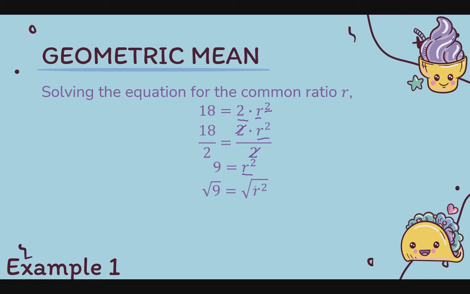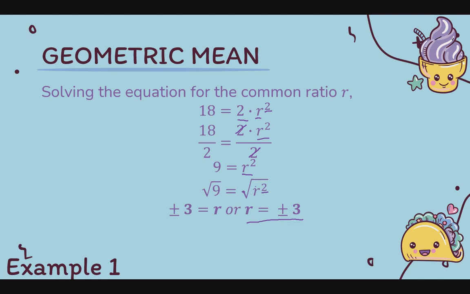Gagawin natin, since naka-square ang ating r, kukunin natin yung square root ng both side of equation. And the square root of 9 is positive and negative 3, while the square root of r squared is r. So, r would be equal to positive or negative 3. So, may value na tayo ng r.